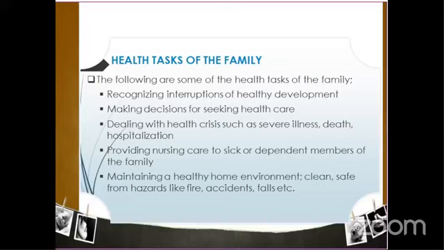she comes late. So you see what happens is we make her know, and also the family can help in establishing some basic principles, at least in making decisions or improving health. So dealing with health crises such as severe illness, death, hospitalization, providing nursing care to sick and dependent members of the family, maintaining a healthy home environment, clean, safe from hazards like fire, accidents, falls, and the rest. And falls are very risky for pregnant women.